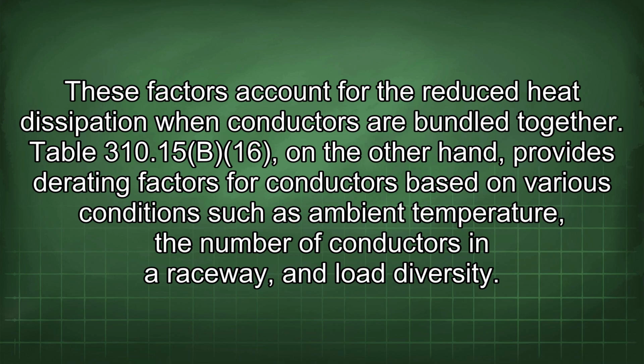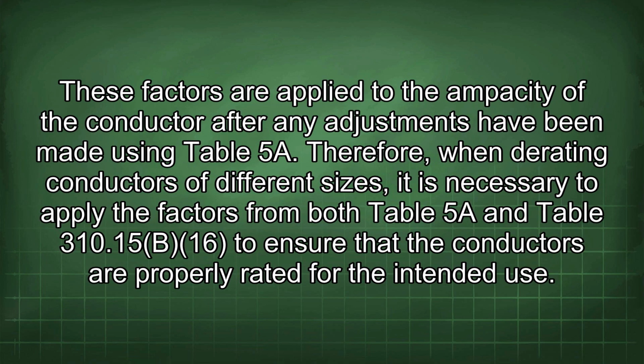Table 310.15(B)(16), on the other hand, provides derating factors for conductors based on various conditions such as ambient temperature, the number of conductors in a raceway, and load diversity. These factors are applied to the ampacity of the conductor after any adjustments have been made using Table 5a.